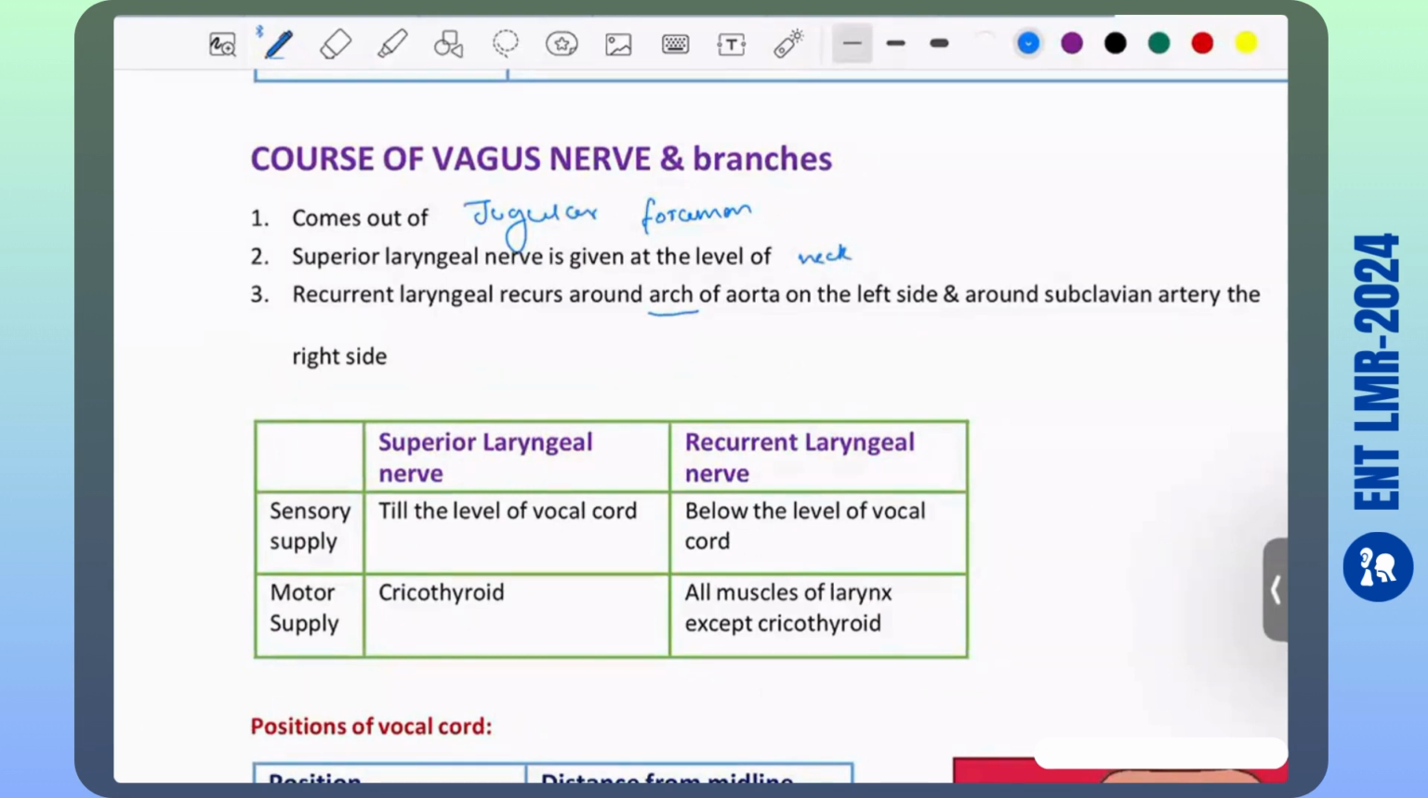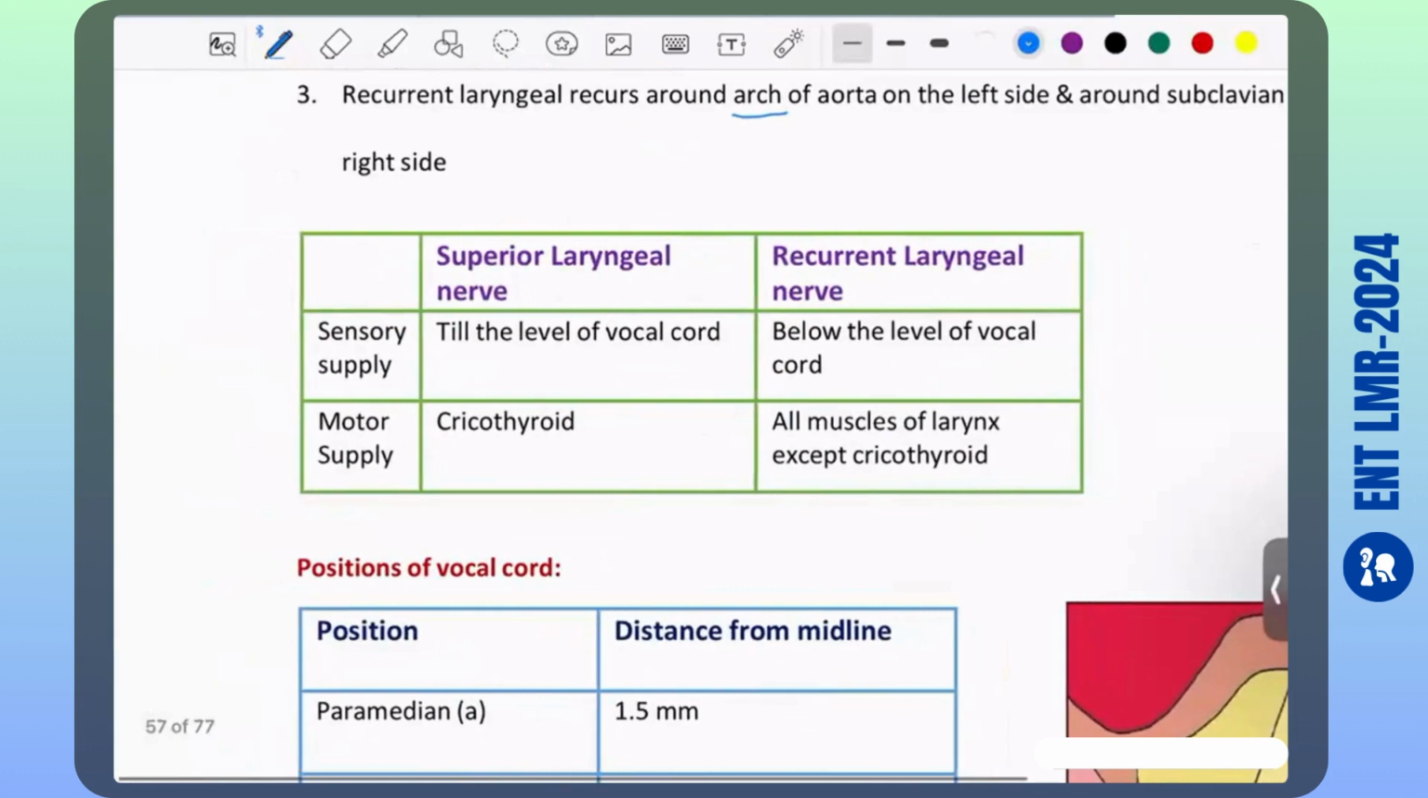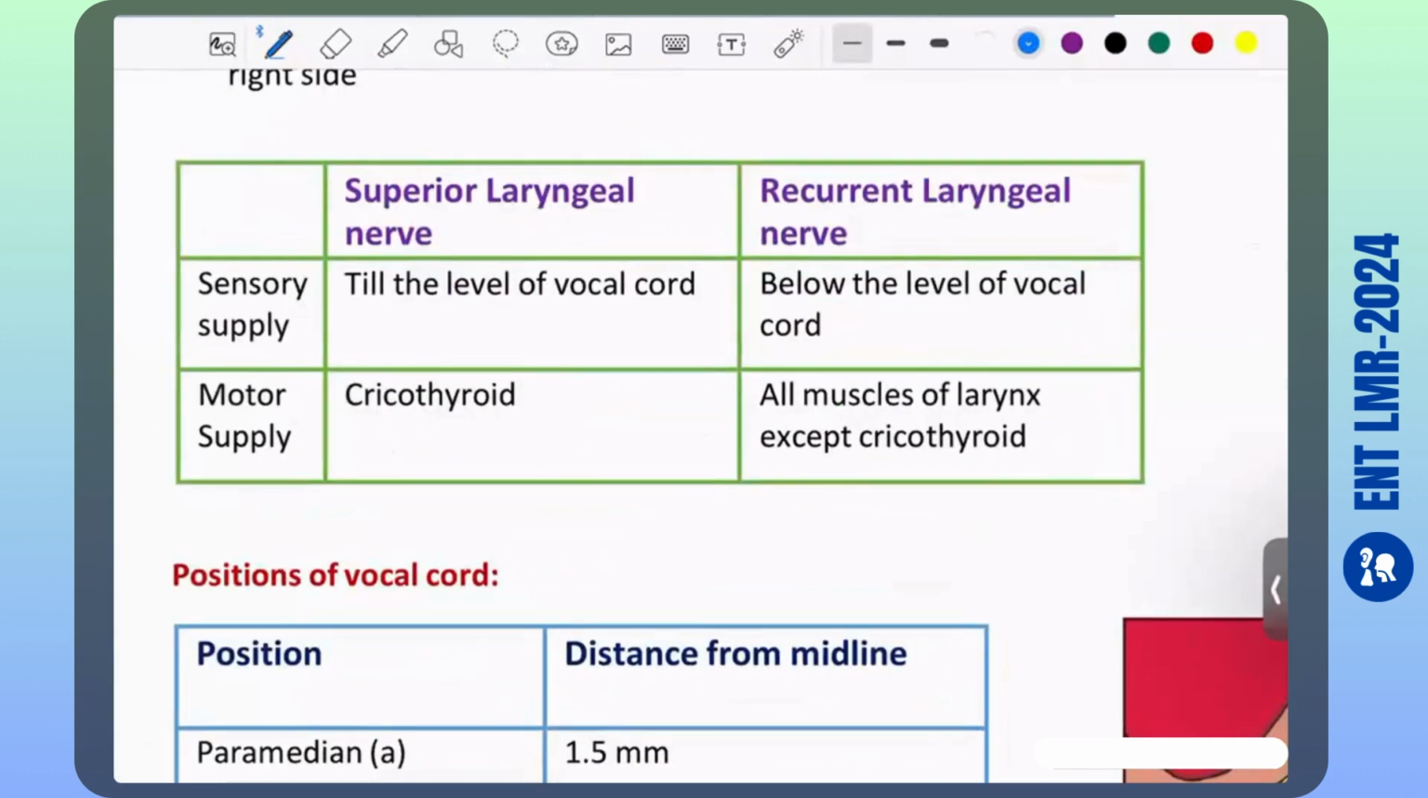So the recurrent laryngeal nerve loops around the arch of the aorta on the left side and the subclavian artery on the right side. Okay. So what is the difference between the superior laryngeal nerve and the recurrent laryngeal nerve? The superior laryngeal nerve supplies sensation till the level of the vocal cord. The recurrent laryngeal nerve supplies sensation below the level of the vocal cord. That's the difference. All the muscles of the larynx except cricothyroid are supplied by the recurrent laryngeal nerve. Very, very important. Please don't forget. Whereas cricothyroid, which is a tensor, but a little bit of adduction also happens.